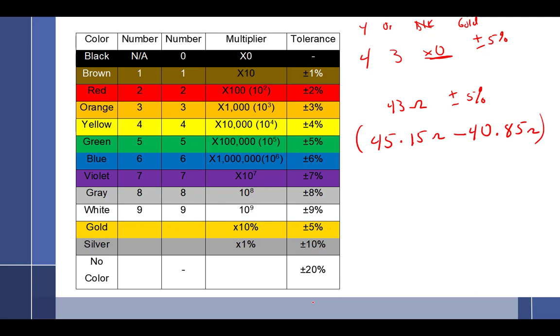All right. So back to this. So we're going to read. Yeah. I have a question. How do we get the 40.85, not the 45.15? It's 43 minus 5%. So now it's minus. So this is the range. So this thing's got to be within that range.